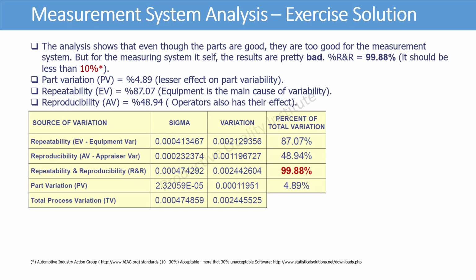The analysis shows that, even though the parts are good, they are too good for the measurement system. But for the measuring system itself, the results are pretty bad. % R&R is equal to 99.88%. It should be less than 10%. Part variation is equal to 4.89%, a lesser effect on part variability. Repeatability is equal to 87.07%. Equipment is the main cause of variability. Reproducibility is equal to 48.94%, so operators also have their effect.